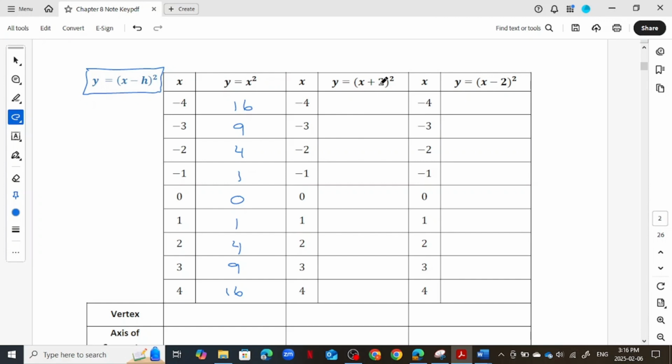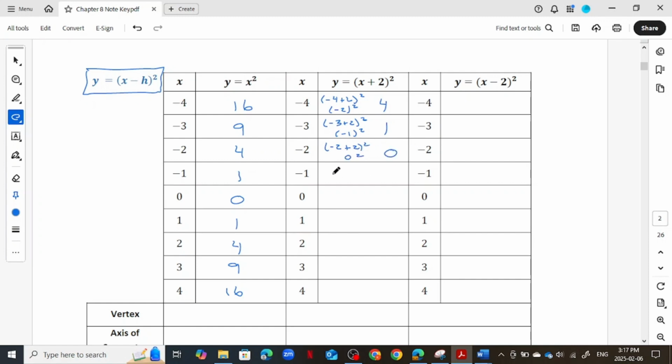Now what's going to happen if I put a plus 2 in the bracket with the x? Well, let's plug in values of x. If I plug in negative 4, I've got negative 4 plus 2 all squared, which would give me negative 2 squared, which is going to give me a y value of 4. When I plug in negative 3, I get negative 3 plus 2, and when I square it, that's negative 1 squared, I get 1. It's kind of feeling like this. Let's see what keeps happening. When I plug in negative 2, I've got negative 2 plus 2. Oh, that's 0 squared, which is 0.